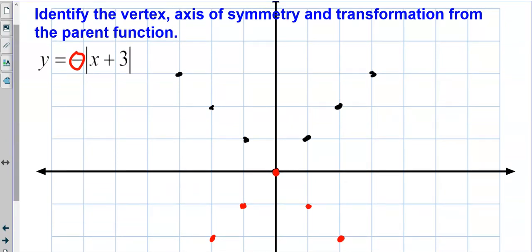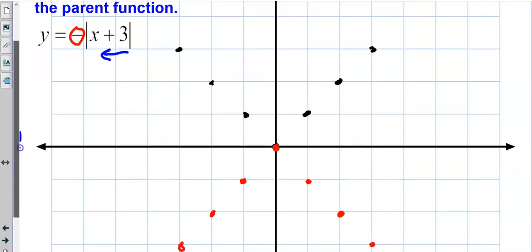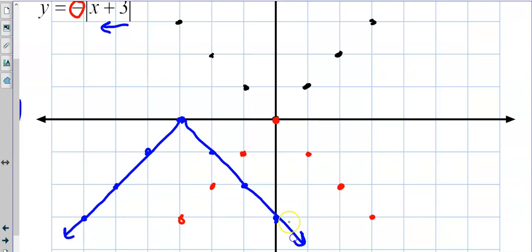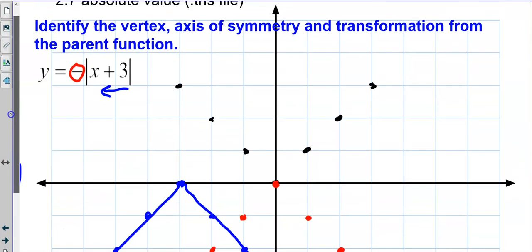The plus 3, remember, goes the opposite way you think. Instead of going to the right 3, it's going to go to the left 3 when you're adding a number. So I'm going to take all those red points and move them all left 3. 1, 2, 3, there's my point. You can see the pattern now. It would probably be enough to just graph it at this point. So this is the final graph actually. I'm going to connect the dots here. And that's the graph of that absolute value function, negative absolute value of x plus 3.